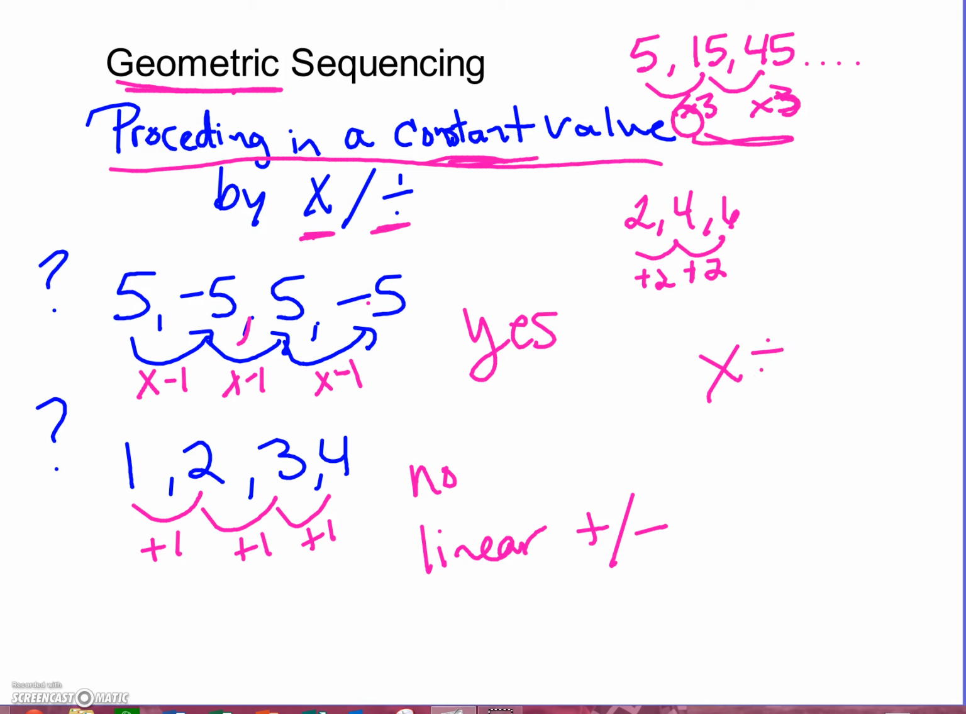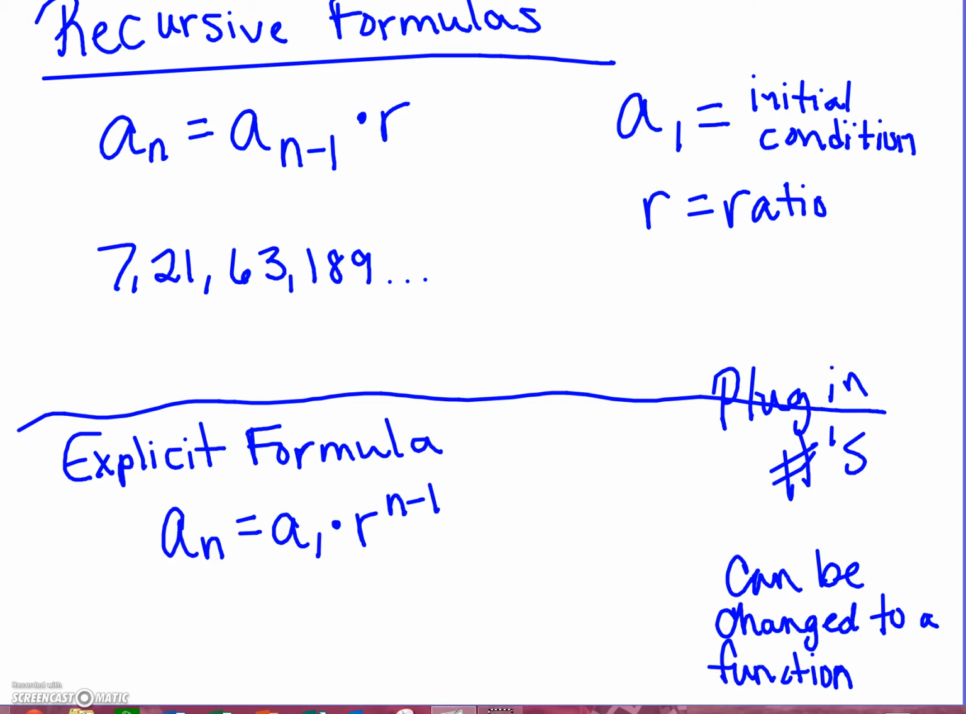Okay, you're given two formulas with that. You get the recursive and the explicit formula. We're going to deal with both of those. Okay, so we were given the recursive formula, which was a_n equals a_(n-1) times r. So with this, remember, a_1 is our initial condition, which really is your starting number. So think about your starting place.